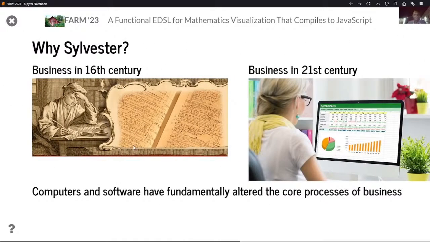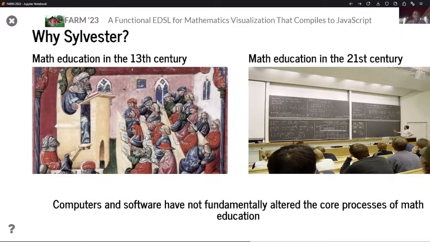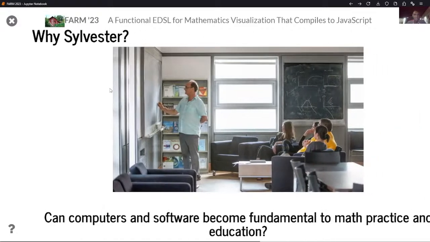I think that's one of the reasons why, even though computers and software have altered the core process of things like business, today, with things like accounting and stock keeping, you wouldn't think that you could run a business, a large business anyway, without using computers. But that's not really true with mathematical education. Even though of course there are a lot of differences, fundamentally the things that we do are still the same as we did centuries ago. So computers really haven't altered the core process of math education and practice. So what's the reason for Sylvester? Basically, the question is, can we make computers and software become fundamental to math practice and education?